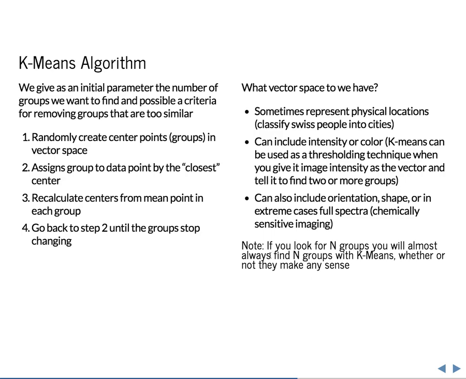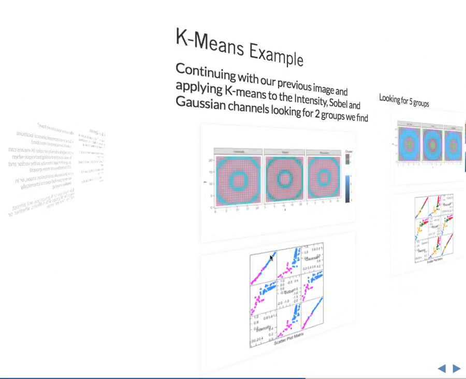One of the things to be aware of with this is if you tell it to find 5 groups, it will find 5 groups, whether or not the 5 groups actually make sense or are separable in your image. So you have to be very careful with this technique, because it will never tell you there isn't enough data for the groups. It will simply create the groups based on what it sees.